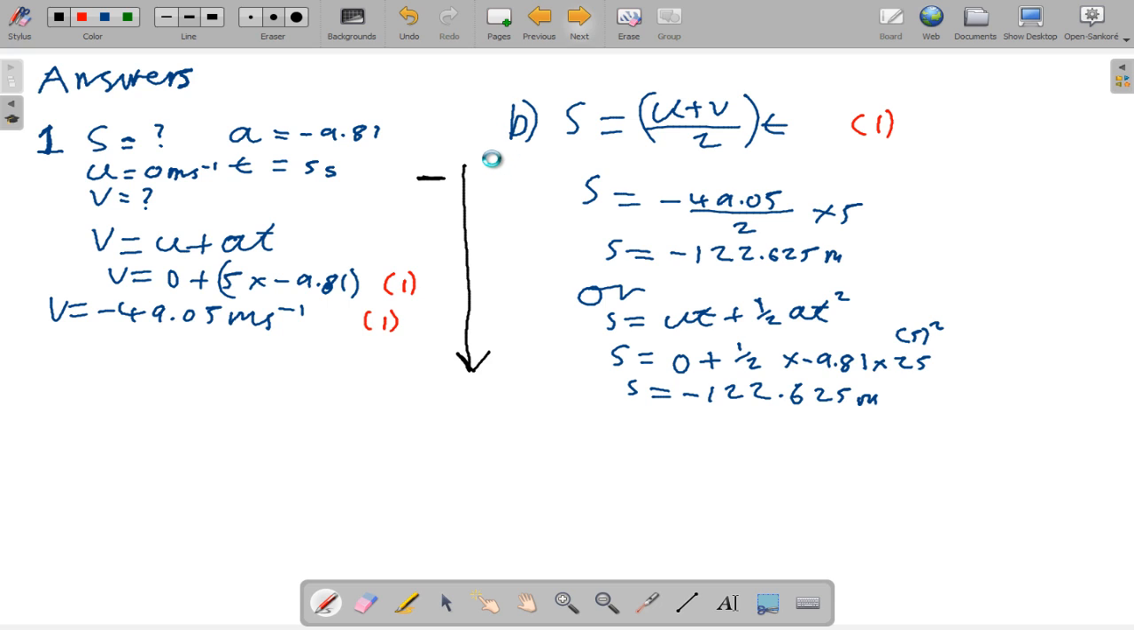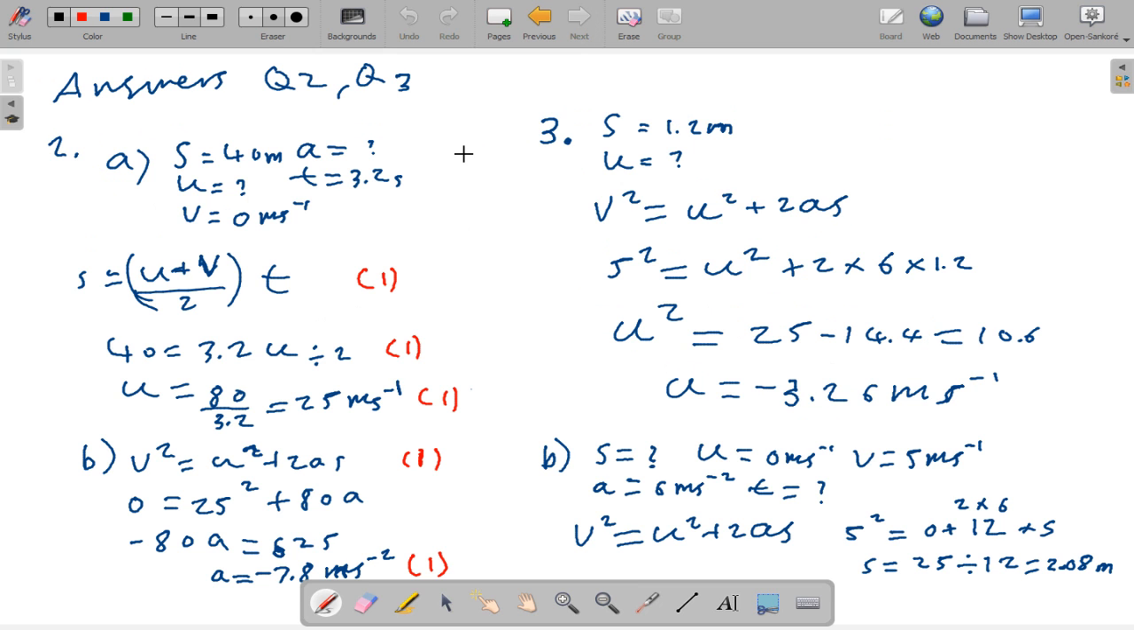So s is 40, u we don't know, v is 0, and t is 3.2. So using s equals u plus v over 2 times t, that's 1 mark. 40 equals 3.2 times u over 2. So u equals 80 over 3.2, equaling 25 m s^-1. And then part B: v squared equals u squared plus 2as. Using that equation gives you 1 mark. 0 equals 25 squared plus 80a, and then minus 80a equals 625. a is minus 7.8 m s^-2, taken upwards as positive.